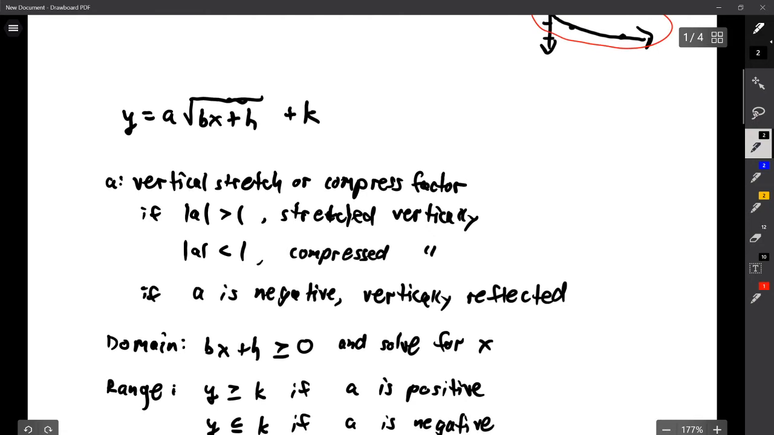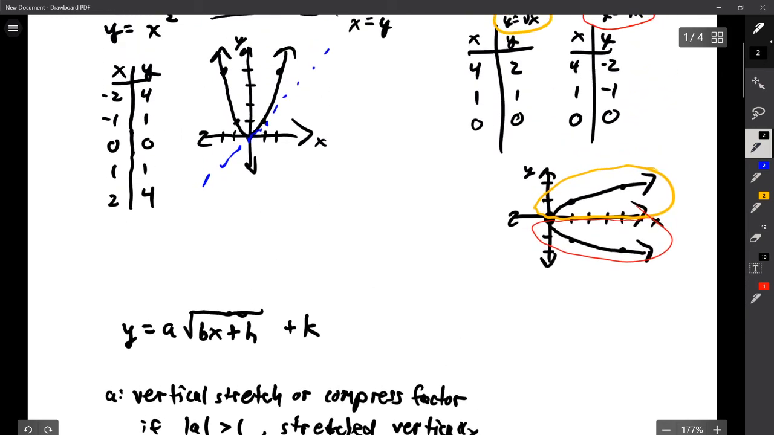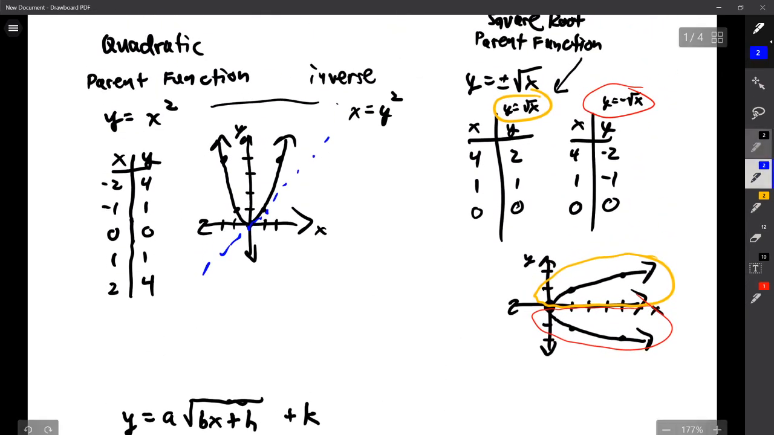And the reason why, if I scroll up here again, for this yellow one, y equals the square root of x. So what's k? Well, technically we have a plus 0 going on there. So k is 0. So what that tells me is that the range is all y values 0 or bigger. In other words, what y values does this yellow graph have? It has y values 0 and bigger.